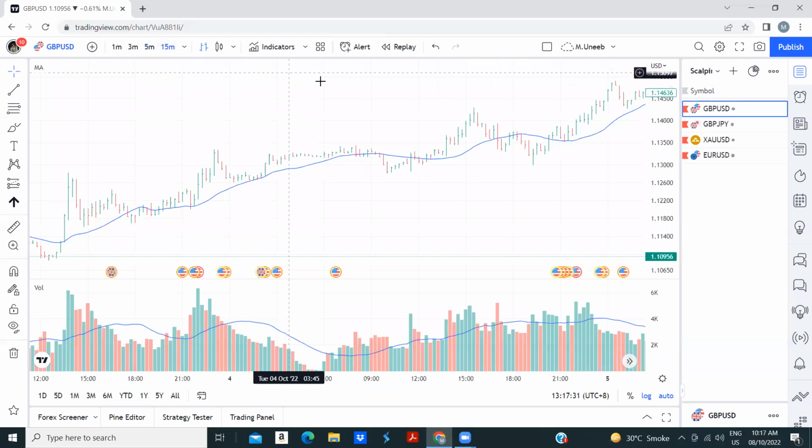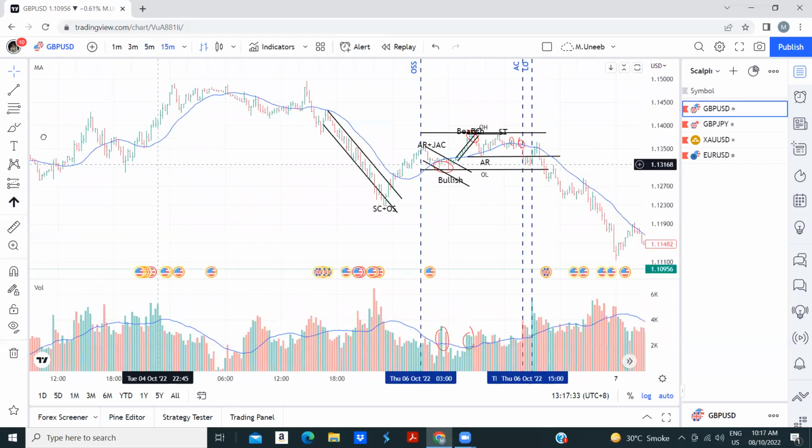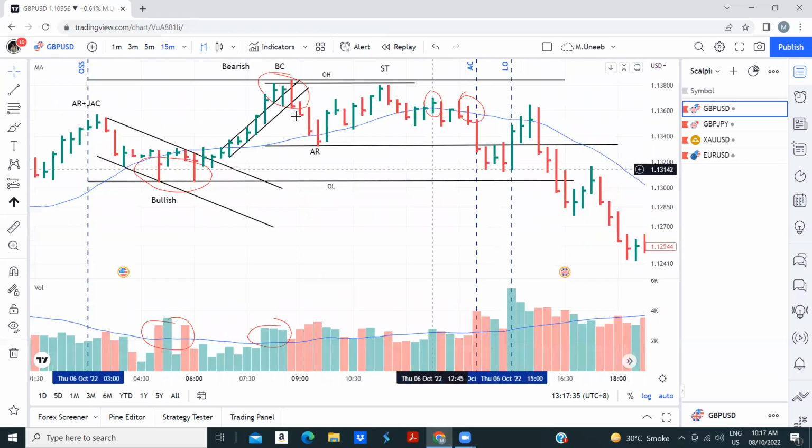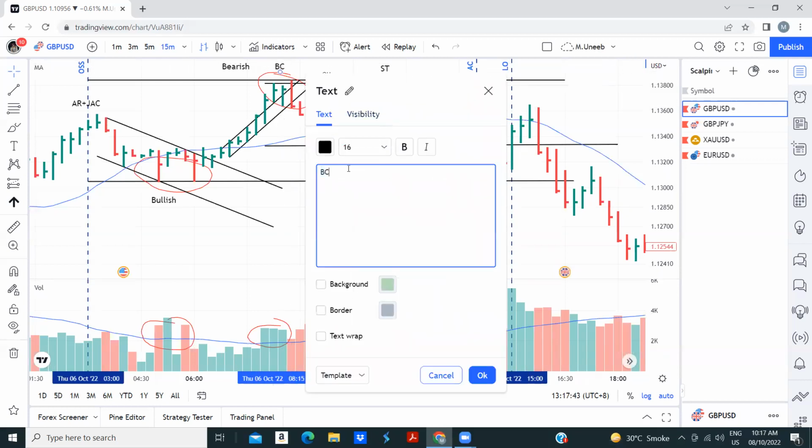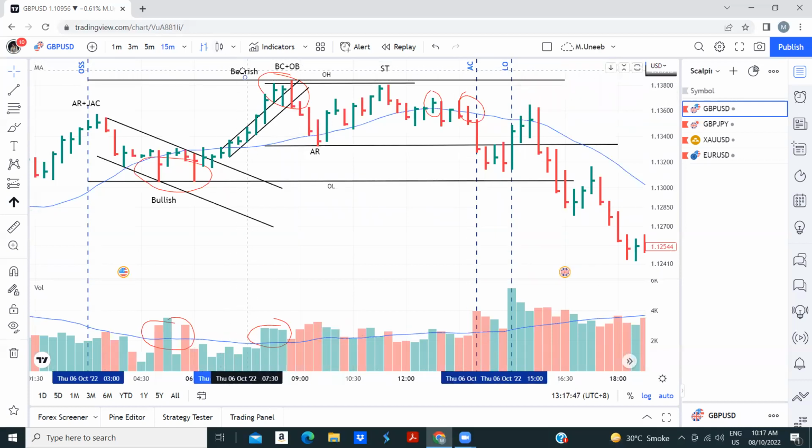Now go back to the 15-minute time frame and see. All right. Now we have a buying climax here. Bearish bias. We have a buying climax here. What do we have here? Buying climax here and obviously overbought. All right. So we have a bearish bias right over here.